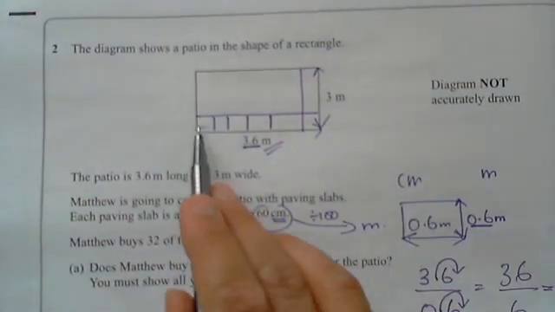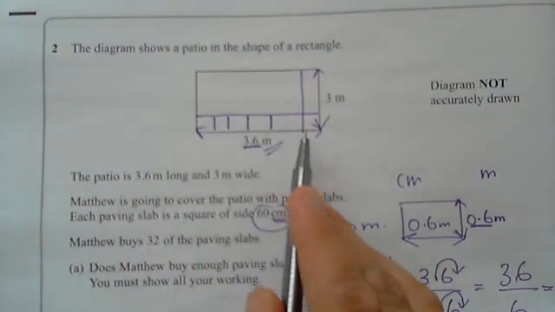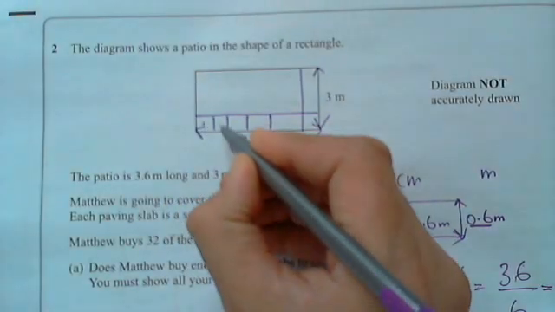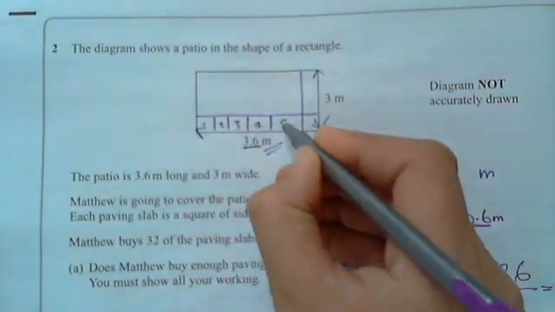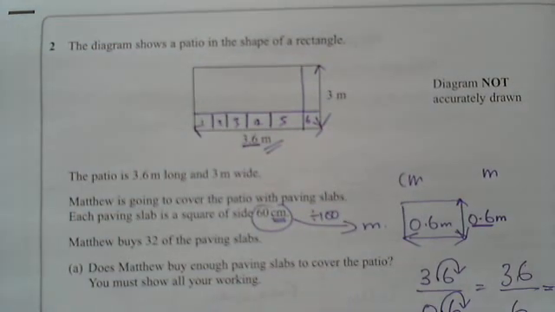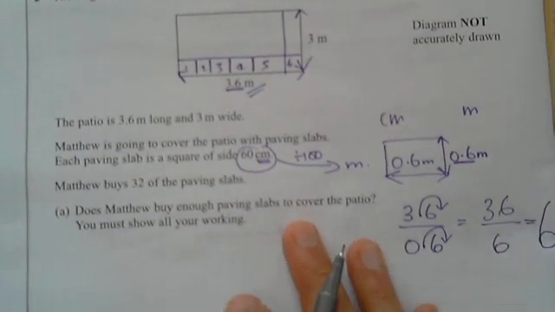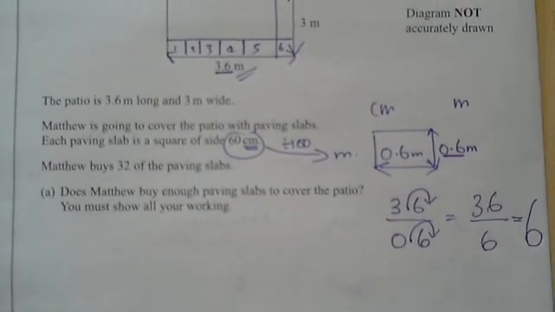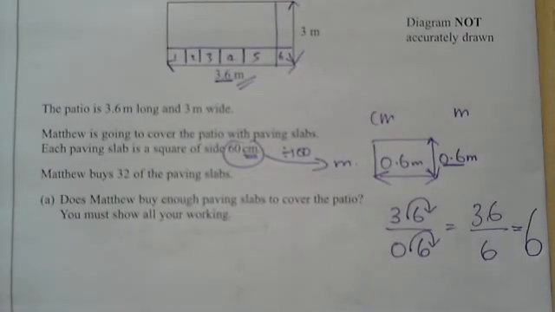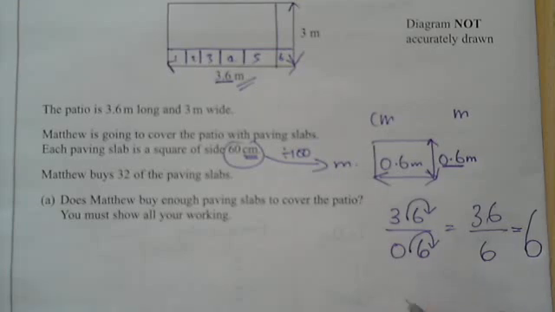So we have on the bottom 1, 2, 3, 4, 5, 6. Sorry, my slabs are not drawn uniformly. So we'll get 6 slabs along the bottom. And now we have 3 meters.